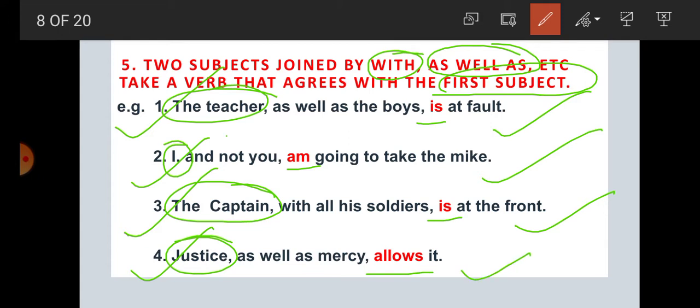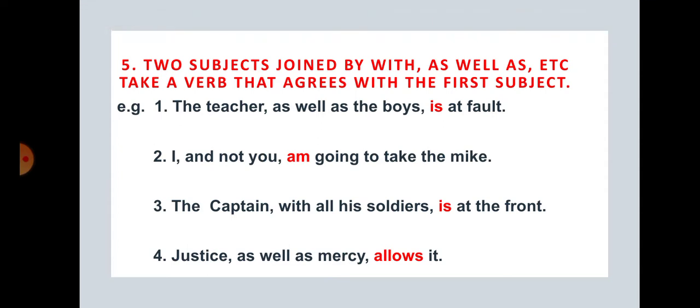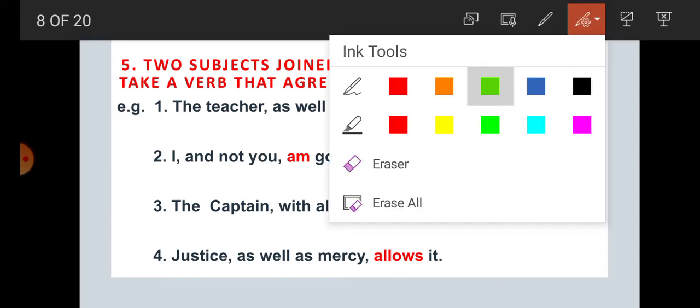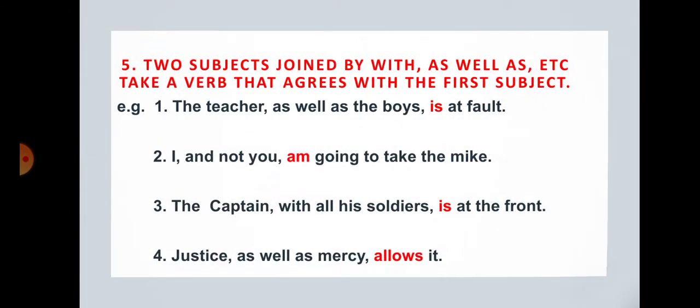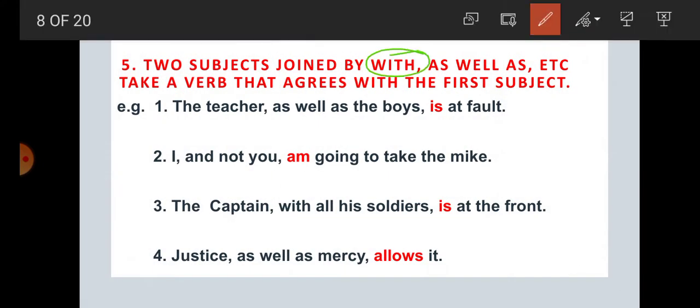The teacher, so according to teacher, is is correct. For I, am is correct. The captain, is is correct. Justice, allows is correct. So student, we have got here rule number 5, that when two subjects are joined by with, and as well as, then the verb agrees with the first subject only.